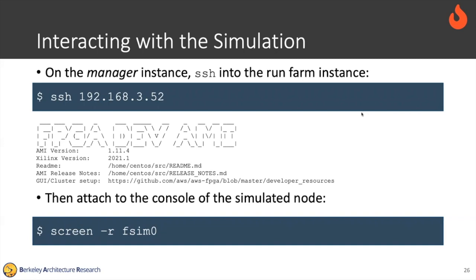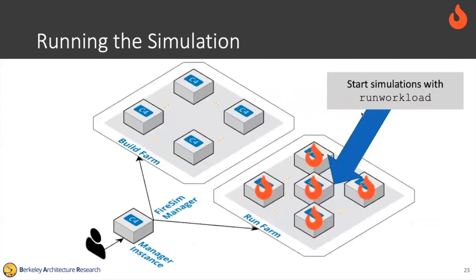So in this case, if you're starting out here in a terminal, you SSH'd into the manager instance. The next SSH command is basically taking you to the simulated node, the node that has the FPGA that's running the simulation. And then at that point, you're running a screen on this node that's basically attaching to the FPGA accelerated simulation.